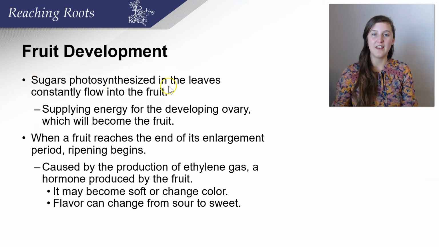Sugars photosynthesized in the leaf constantly flow into the fruit. Fruit production is expensive for a plant, supplying energy to the developing ovary, which will become the fruit. When the fruit reaches the end of its enlargement period, ripening begins. This is caused by the production by the plant of ethylene gas, a hormone produced by the fruit. The fruit will then become more soft, possibly change colors, and flavor can change from sour to sweet.